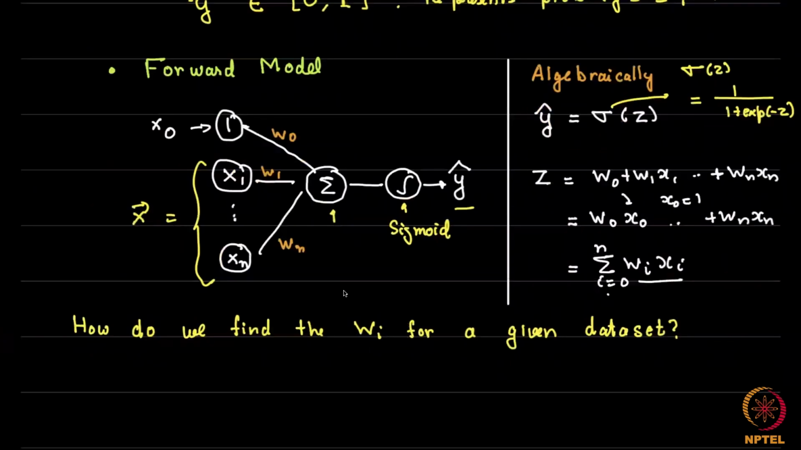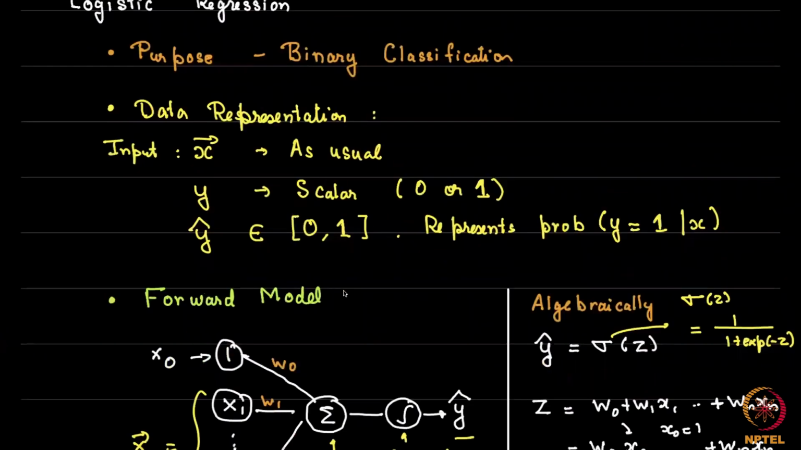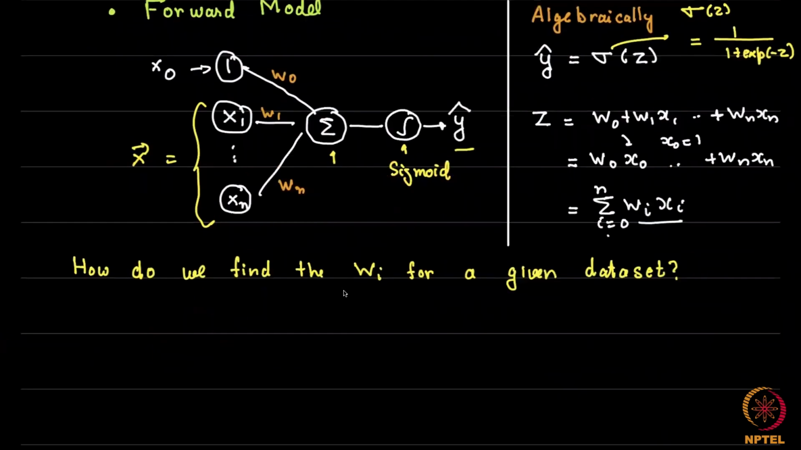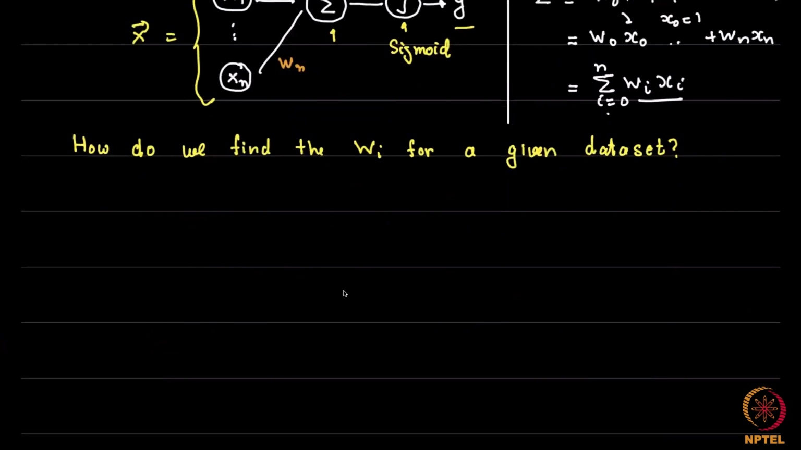The question now is this: we already can do the forward model. Therefore, given an X and given a W, you can find out Y hat. The question is, given a data set, can you find out Wi? So this, of course, is our standard inverse problem. Okay. Now, I'm going to take a very simple example.